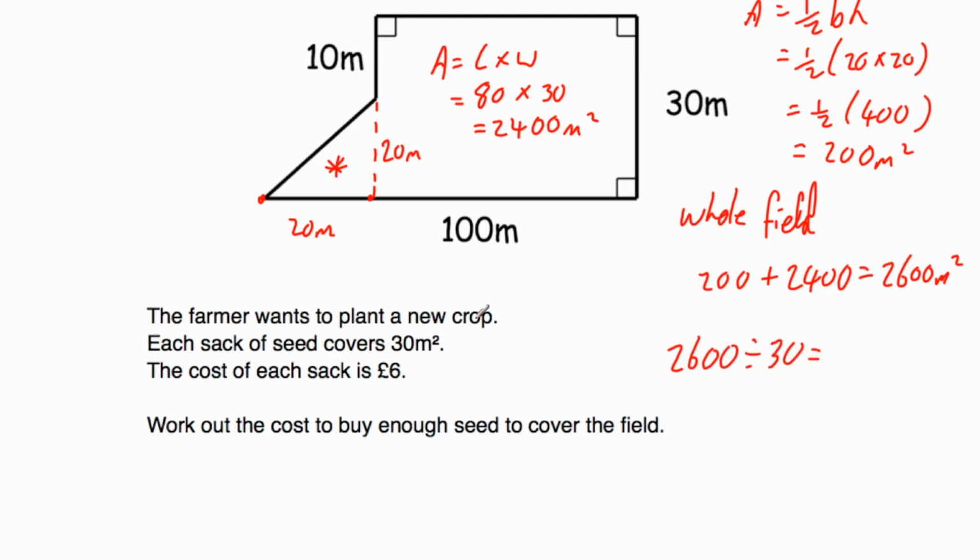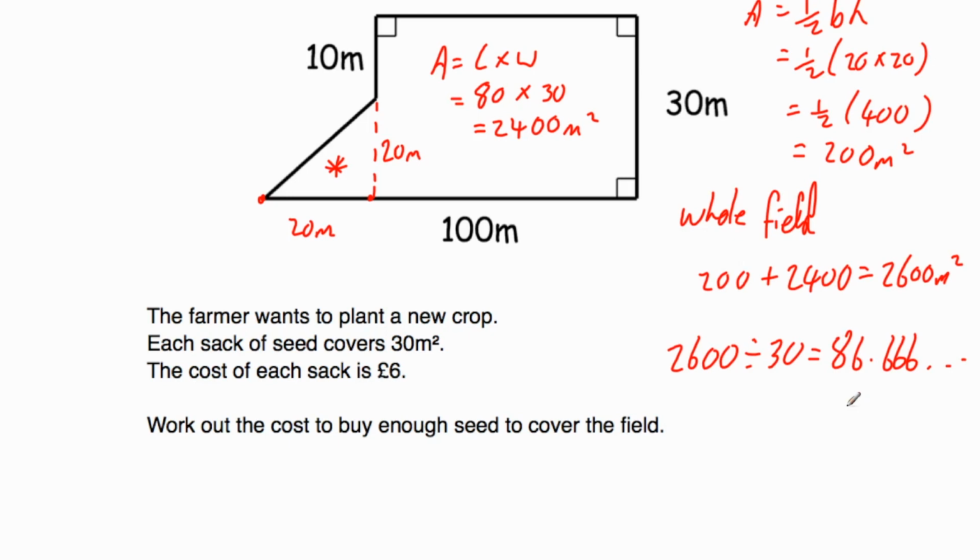2,600 divided by 30 is equal to 86.666 and so on, so 86.6 recurring. So to cover the field exactly, he's going to need 86.66666 sacks. But if you go into a shop to buy the sacks, it's unlikely you can go in and say, oh, can I have 86 of them plus 0.66666 of another bag?